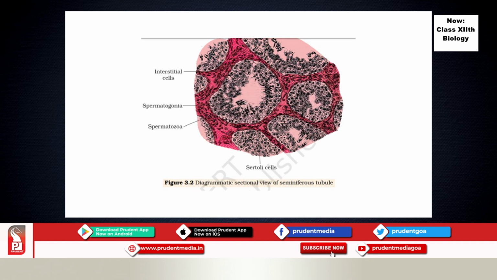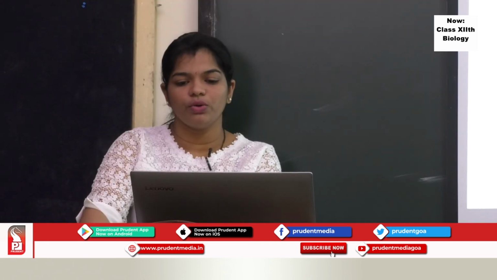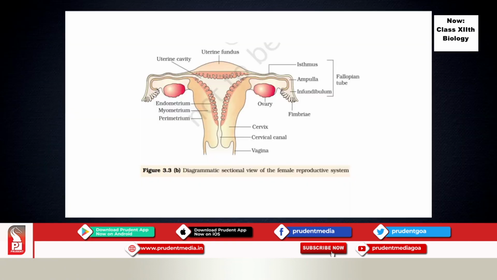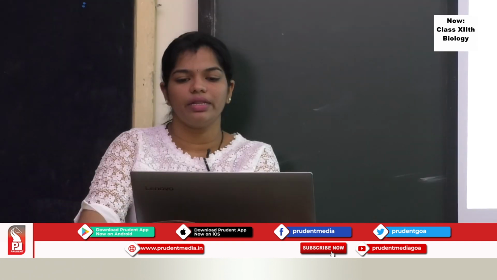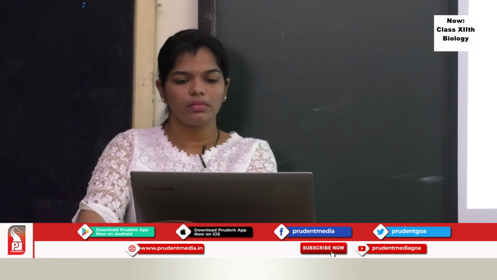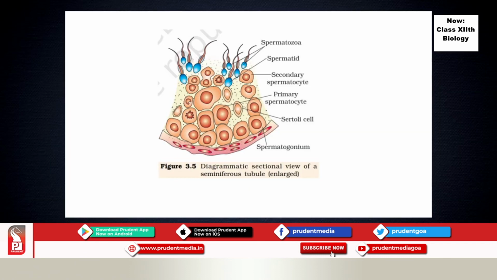Make a note, students, of the figure number and mark it on the textbook, and please learn by drawing the diagram. Then this is the diagrammatic sectional view of a female reproductive system showing the ovaries, the ducts, then the uterus and the cervical canal and the vagina. This is the sectional view of the seminiferous tubule showing the cells inside, especially the spermatocytes and the Sertoli cells.